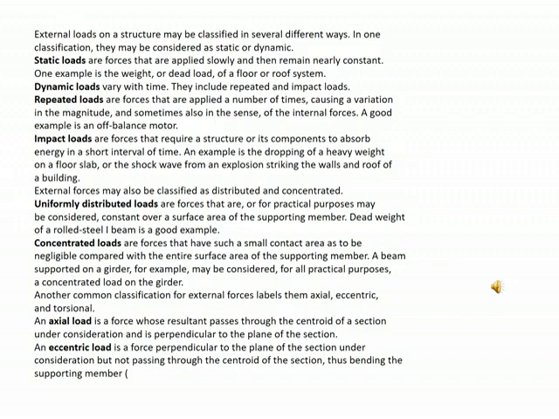Impact loads are the fraction of the live loads used to account for additional stresses. So this is the deflection resulting in the moment of the live loads.